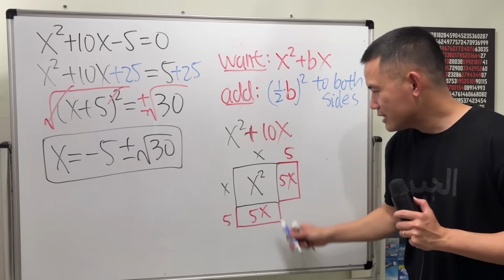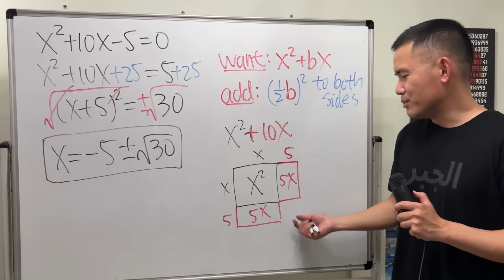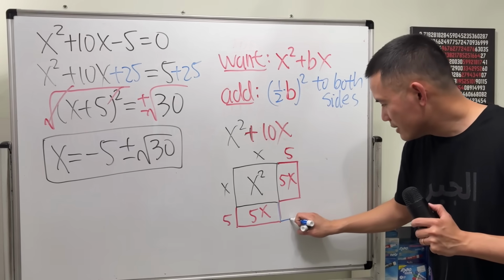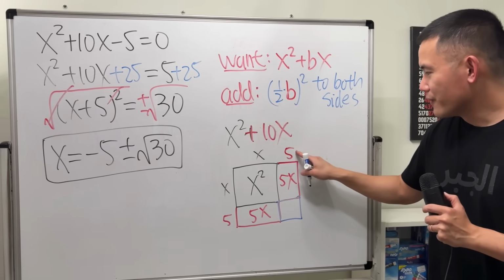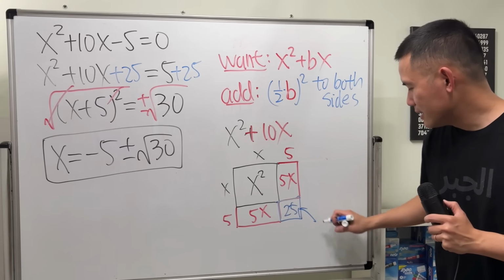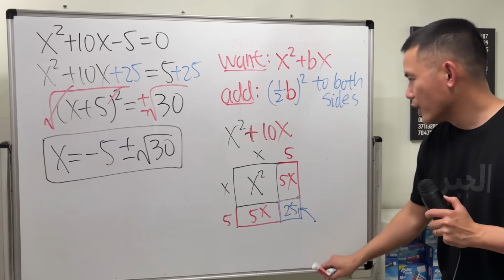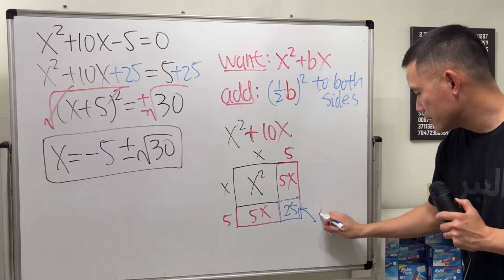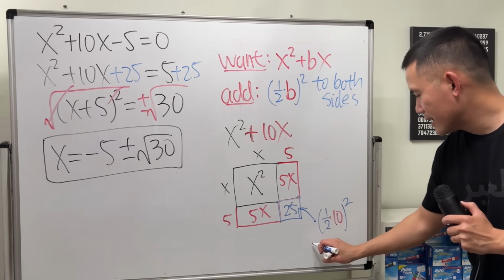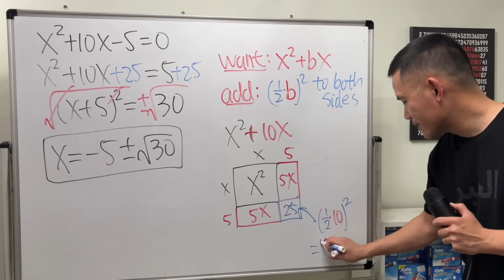Now, if you look at this picture here, doesn't it look like something's missing? Yes, indeed, this little corner, right? How big is this little corner? Well, 5 times 5, that's 25. And this is precisely what we got earlier. We took half of this and then squared that. That's how we end up with the 5 squared.